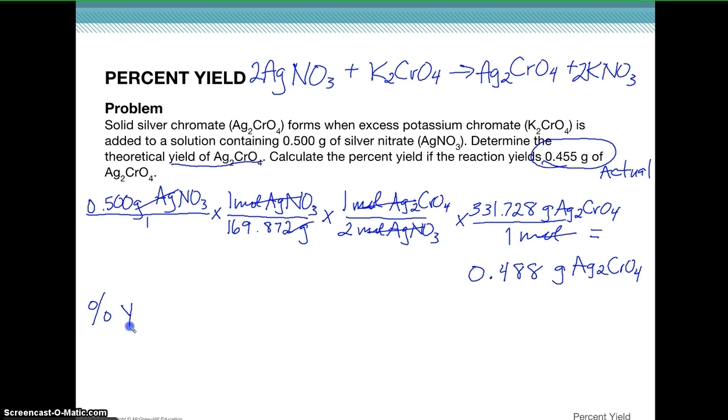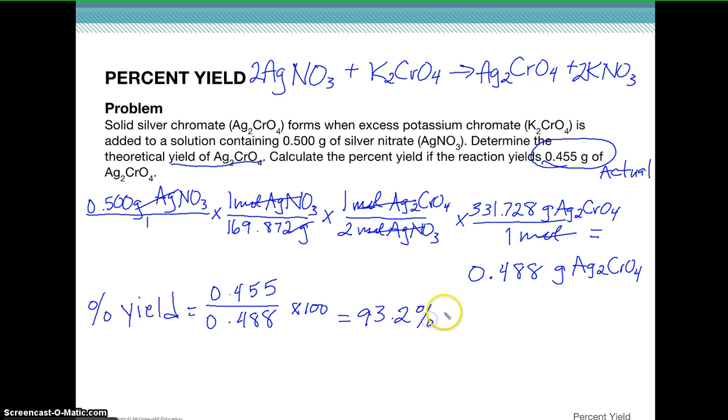So to find the percent yield, we're going to take our actual, which is 0.455, divided by our theoretical that we calculated, 0.488 times 100, and that gives us 93.2% yield. Now in this case, you want close to 100, because if you get 100% yield, that means you made exactly how much you were supposed to.